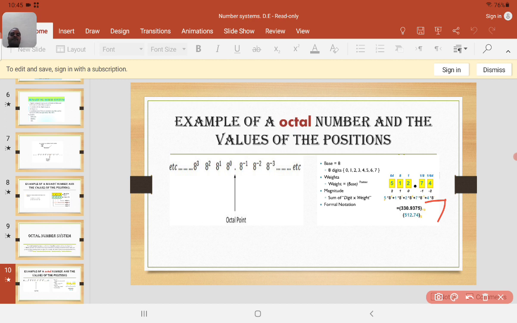So we just multiply the powers of 8 with the digits: 8 power 0 into 2 plus 8 power 1 into 1 plus 8 power 2 into 5, plus. On the right side, 8 power -1 into 7 and 8 power -2 into 4, like that.